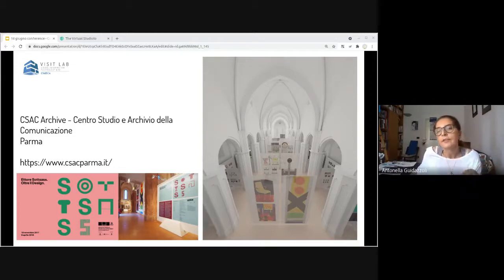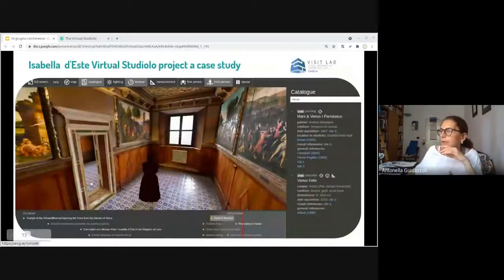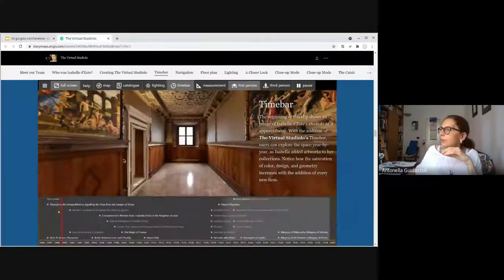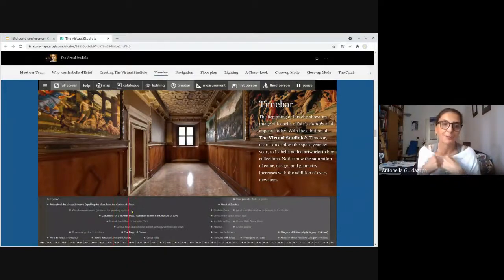But I think that the Isabella Virtual Studiolo project is the one which has a lot of different levels of complexity, and maybe we can go directly to this. Can you see this story map? Yes, we can. Okay, perfect. So this is just a story map about the application.